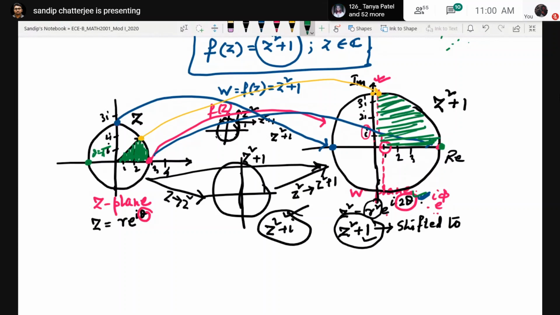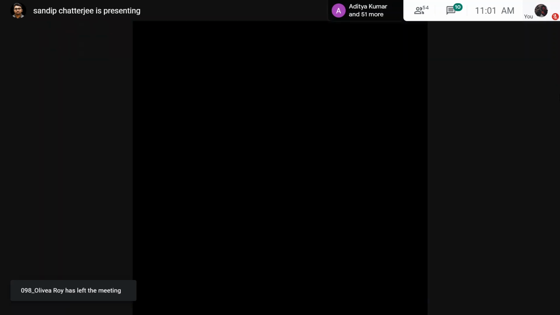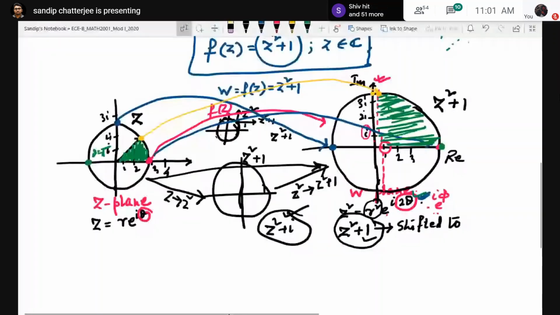Can I say it will be shifted to this? Because if you consider only z square, your region will be the entire first quadrant. Am I right or not? But you have shifted the circle, so everything got shifted a bit. Is it okay? This is how we visualize functions by means of this polar representation. Clear to you all?